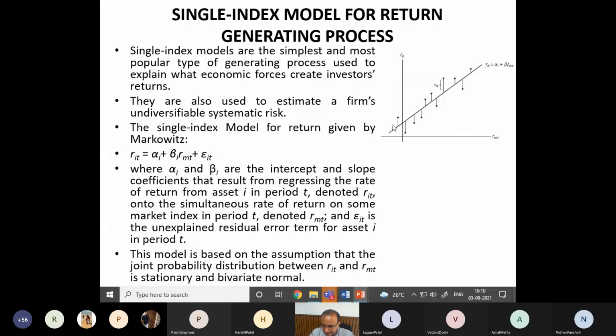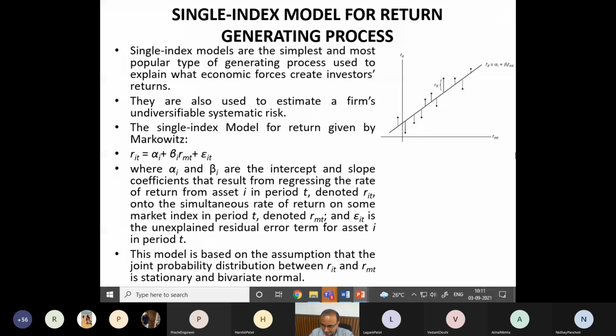Now if I regress this linearly, I get a relation: RIT equals alpha I plus beta I times RMT plus some residual error. The residual error is given by epsilon IT. So the relation between any individual security which is part of the market and the return of the market can be described by a straight line, or you can linearly regress, but there is some unexplained residual error left out.